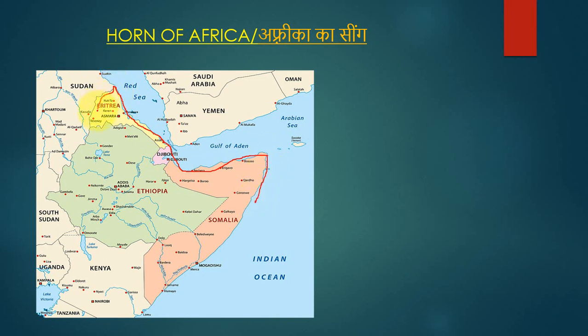So which countries are known as the Horn of Africa? You can say Eritrea, Djibouti, Somalia, and also Ethiopia. So, friend, just try to remember this also. Friend, this is really important from the examination point of view.